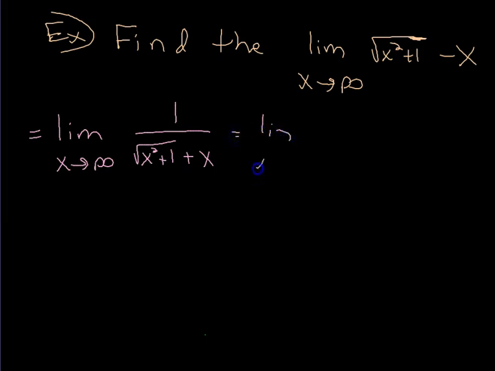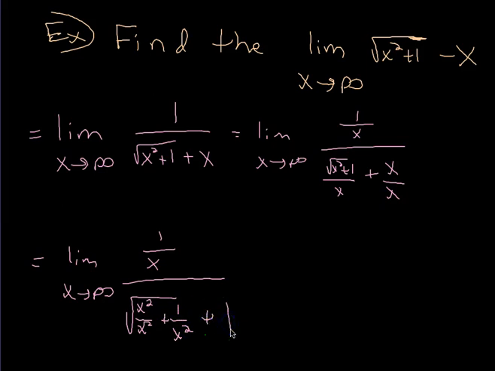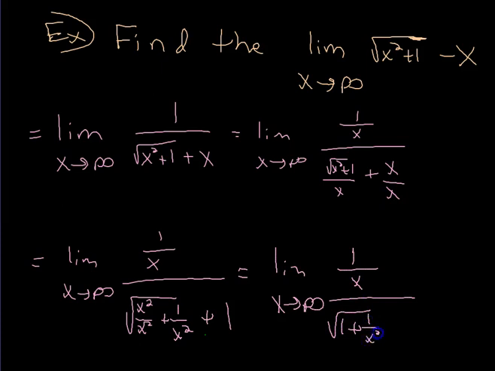So this now means the limit as x approaches infinity of 1 over x divided by the square root of x squared plus 1 over x, plus x over x. Which is really nice, because that now gives you the limit as x approaches infinity of 1 over x divided by, in order to get that underneath the radical, it has to become x squared. So it's going to wind up being the square root of x squared over x squared plus 1 over x squared, plus 1. So that is now the limit as x approaches infinity of 1 over x divided by the square root of 1 plus 1 over x squared, plus 1.